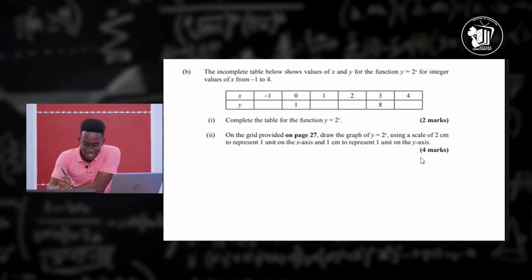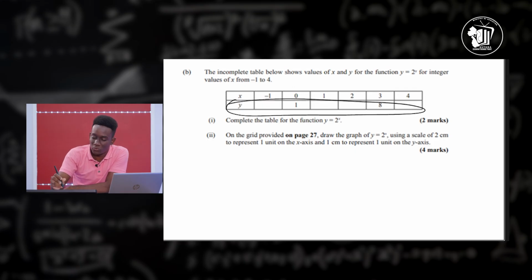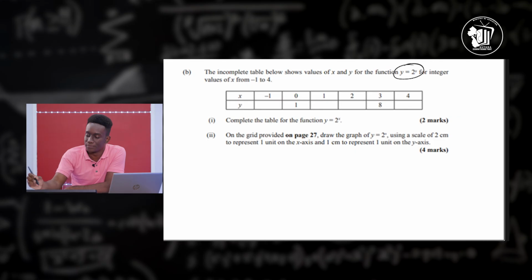So the first question says, the incomplete table below shows values of x and y for the function y is equal to 2 raised to the x power, for integer values of x from -1 all the way to 4. So we have the table here showing what is going on at the top. We have x, and these are all the values of x, and we have y. These are the values of y we get after we work out this here.